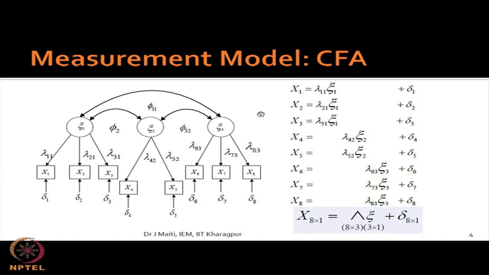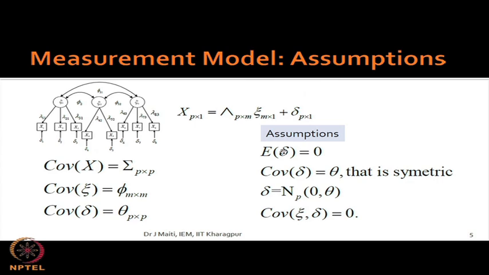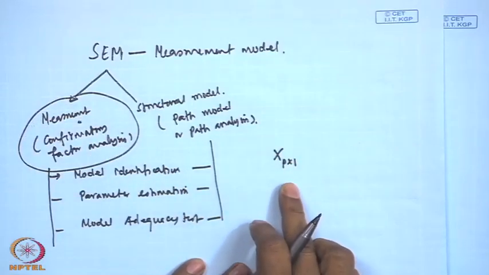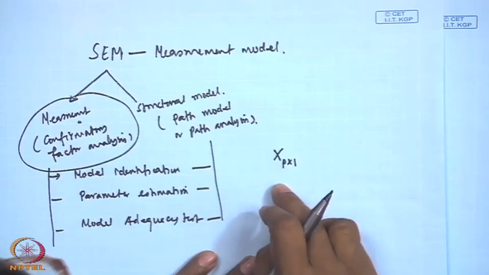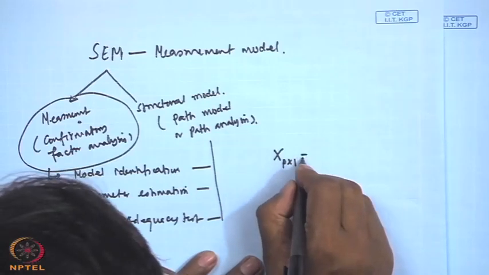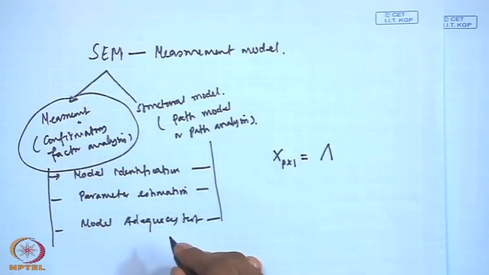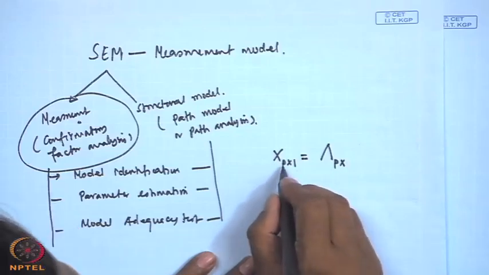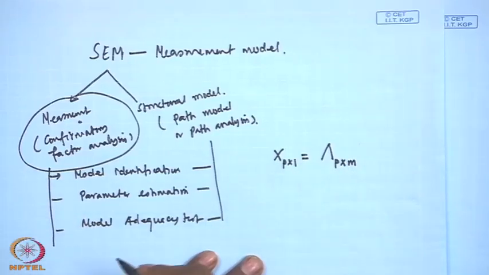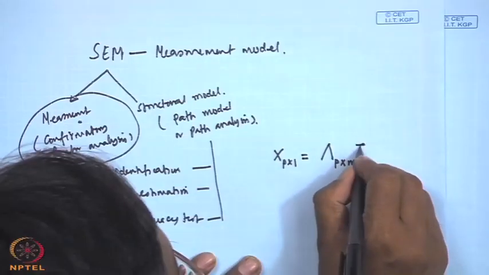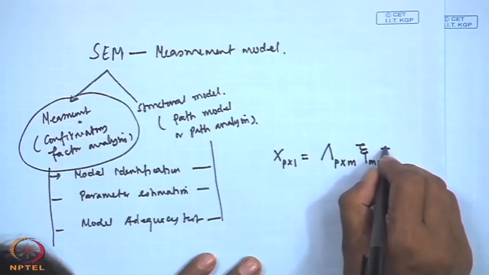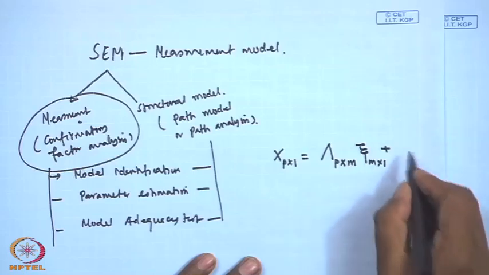Now, we can go for a general equation from there. That means the general equation will be x of dimension p cross 1, where we are saying there are p manifest variables, and which can be represented in this manner: lambda is a matrix relating the p manifest variables to m factors, and these m factors are denoted like this, m cross 1, and definitely for every manifest variable there will be an error.